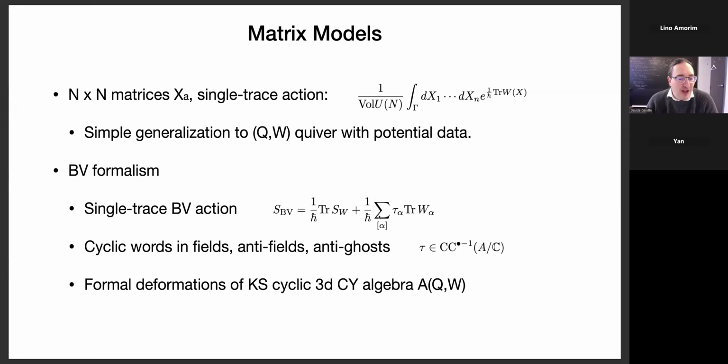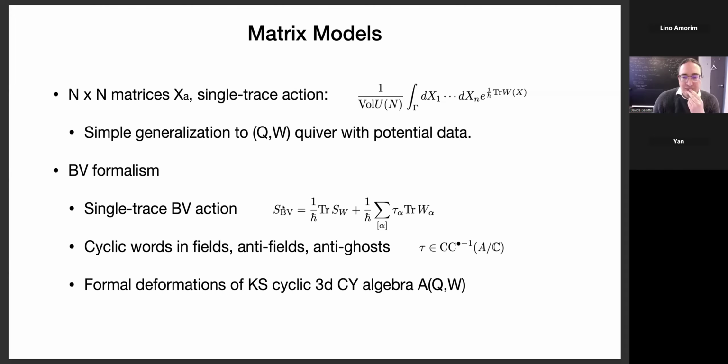And you can take this BV action and deform it in the most general way. You can add linear combinations of all possible traces built out of fields, anti-fields, and anti-ghosts. So you have a collection of couplings tau, which pretty much by definition is an element in the cyclic homology complex of this algebra, AQW, minus the augmentation ideal, because I don't want to use the ghosts. There is a story there, but it doesn't matter. I take the cyclic homology complex valued in the augmentation ideal, and I use these traces to deform. I look at it as the space of formal deformations of my BV action.